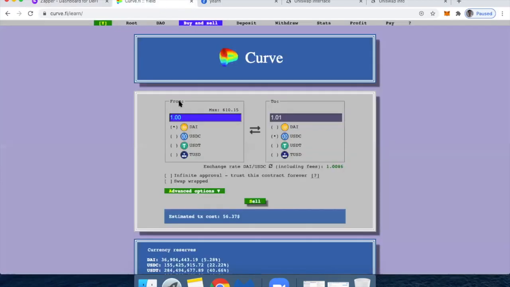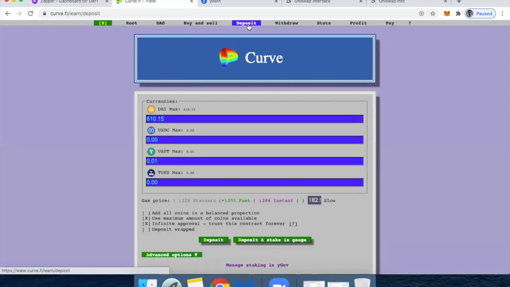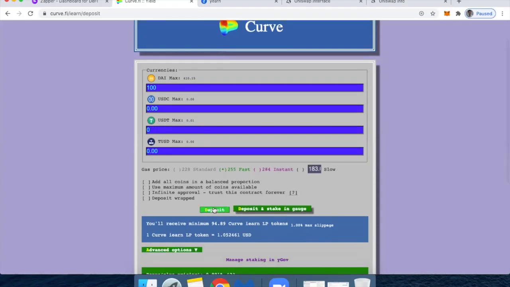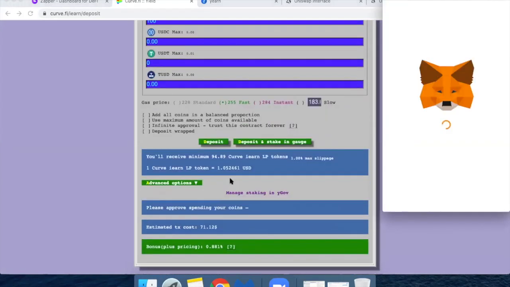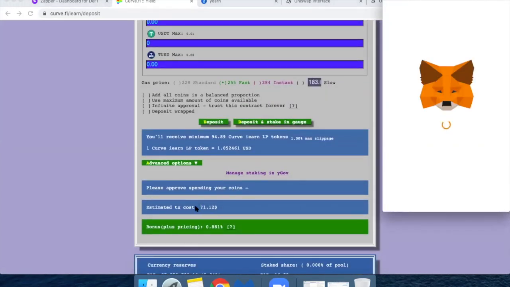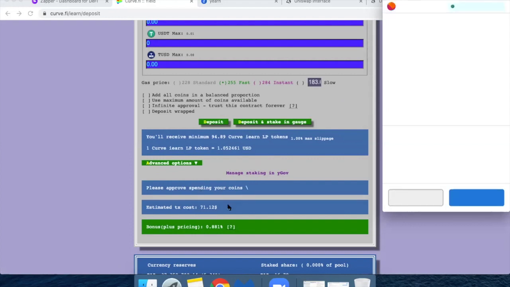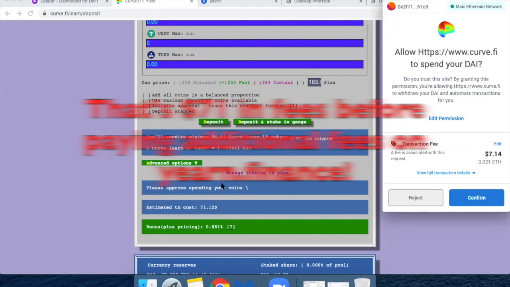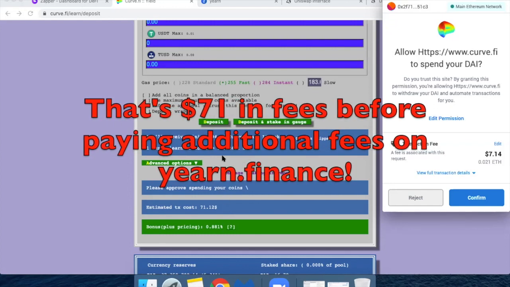Because if we were to go to Curve, if I were just going to deposit, let's say, let's go to the deposit tab here, and we'll pretend that I'm going to put in 100 DAI. If I were to click deposit, this will give me an estimate here. It's going to cost me about $71. That's just for me to become a liquidity provider in the Curve Y pool.